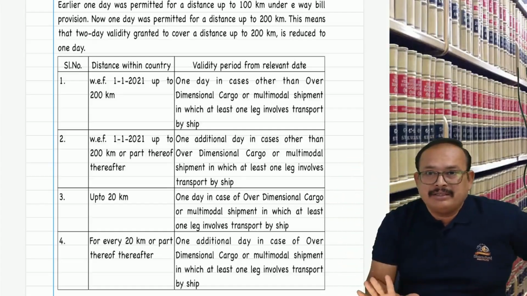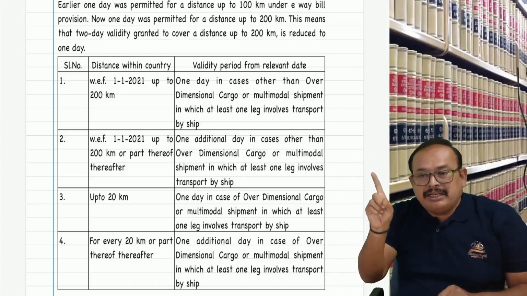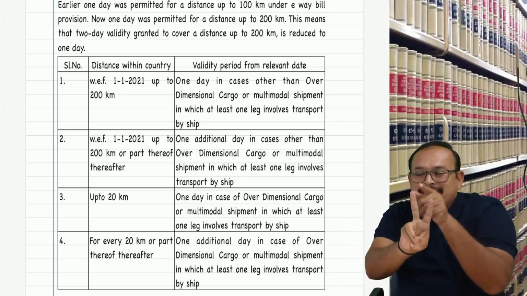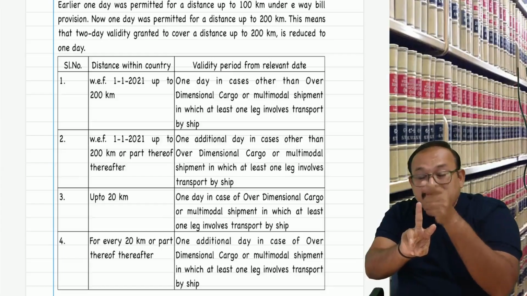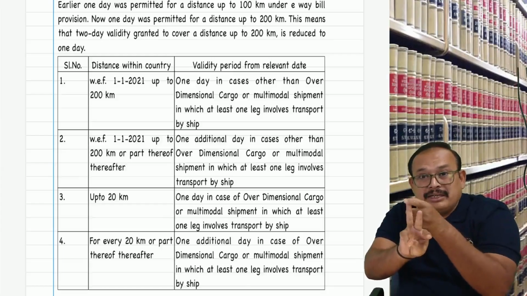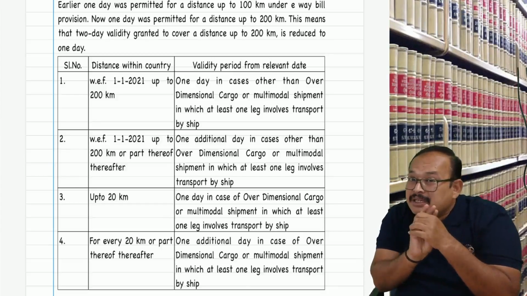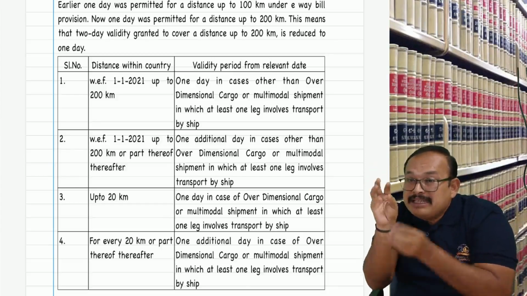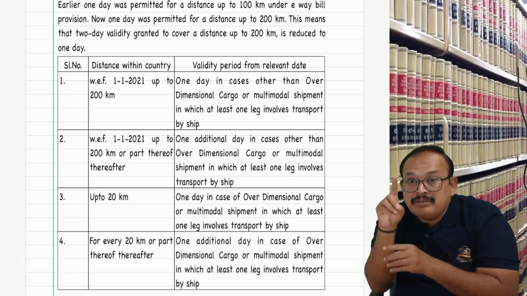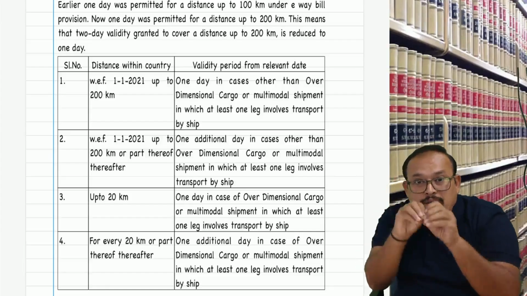Today 8. Next day 9. 9th midnight, 1 day. 10th midnight, 1 day. Thereafter 11th midnight, 1 day. You get my point, sir? 3 days. Why 3 days to take in? 500 kilometers, sir. Each 200 kilometers, how many days, sir? 1 day. 200, 1 day. 200, 1 day.